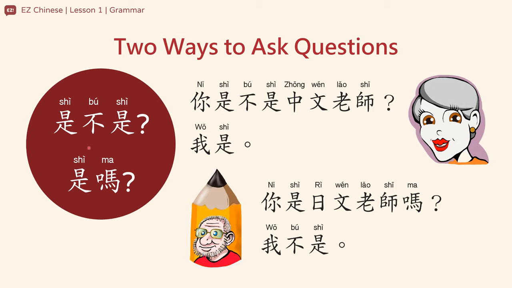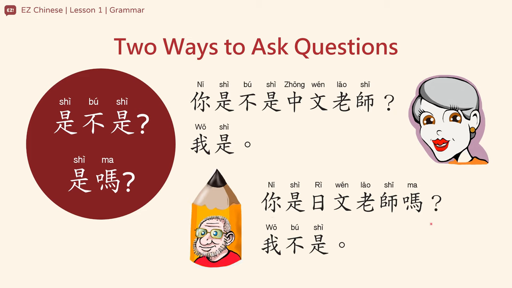你是不是中文老师? 我是。 你是日文老师吗? 我不是。 你是不是中文老师? 你, you, 是, are, 不是, are not, 中文, Chinese, 老师, teacher. Are you a Chinese teacher? 我是, 我, I, 是, am. 我是, yes, I am.